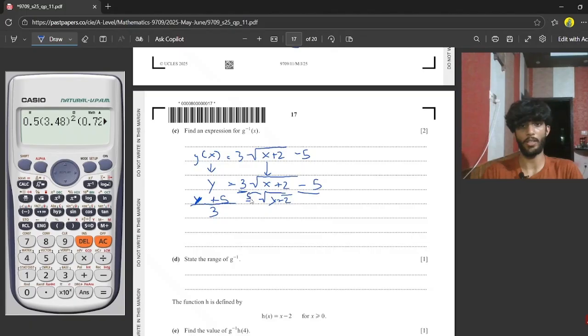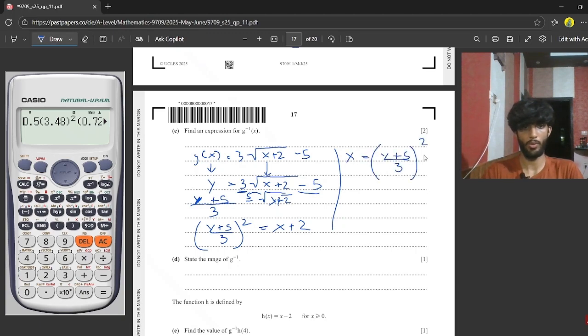Now I want to remove the under root, so I send it over there and it becomes a square. So it's going to be y plus 5 over 3 squared, and now I've got x plus 2. Oh, my bad, it was x plus 2. And so now I can send the 2 over to the other side. So I get x equals y plus 5 over 3 raised to the power 2 minus 2. I believe that is correct.